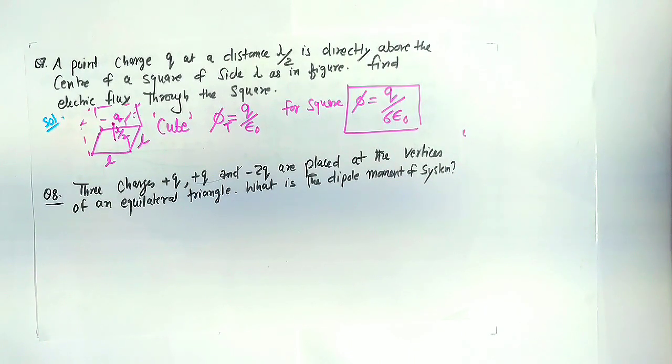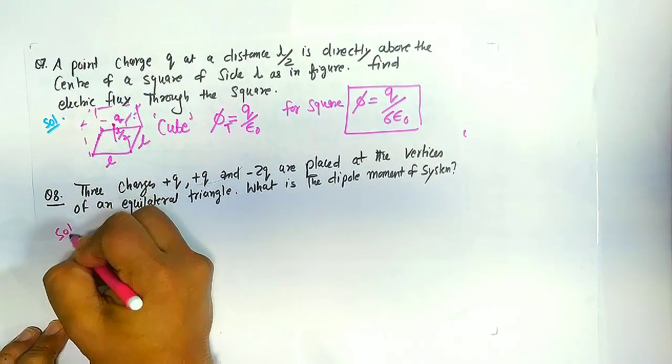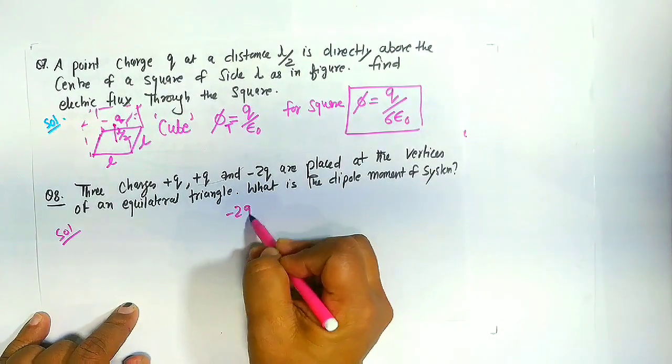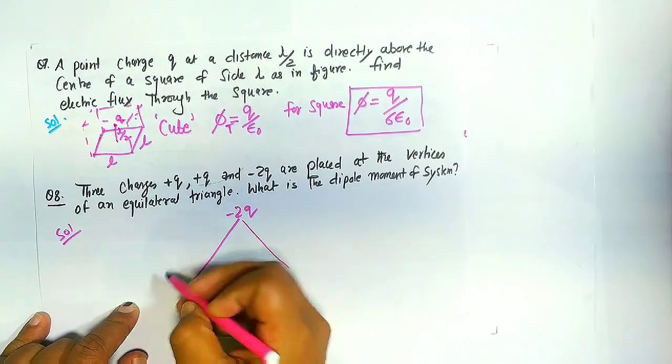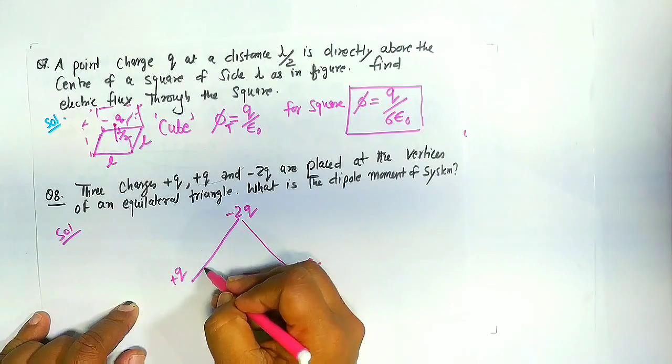And in this way you can do the questions related with the cube. There are a number of questions related with the cube. And then there's question number 8, that is, 3 charges are given: plus Q, minus 2Q, and plus Q, and they are placed on the vertices of an equilateral triangle. Minus 2Q is here and plus Q are here like this, and they are at 60 degree.